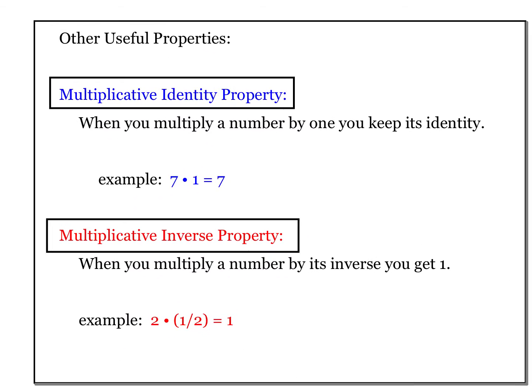Multiplicative identity. What do you multiply by to keep a number's identity? 1. So anytime you multiply by 1, you're not changing the number. Multiplicative inverse is when you take a number times its inverse, like 2 times 1/2 is 1. 3 times 1/3. 4 times 1/4. 5/2 times 2/5. Any number times its inverse.